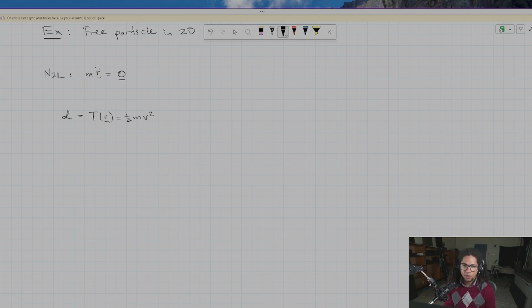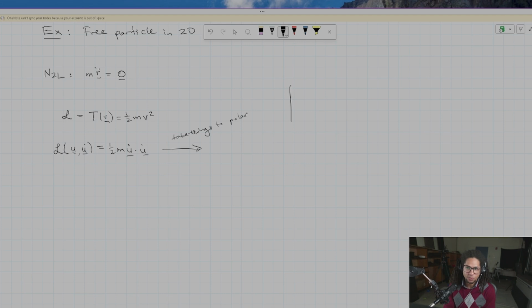Okay, so then the Lagrangian with our trajectory applied, let's call it u as we've done in the past, u dot, is equal to 1/2 m u dot u dot. All right, and here's where I want to take things to polar. So let's re-express u dot in terms of polar coordinates and unit vectors. We can do that over here.